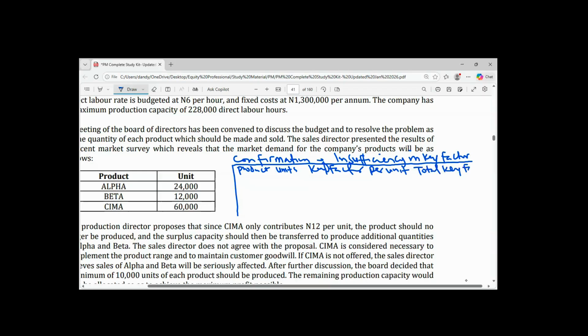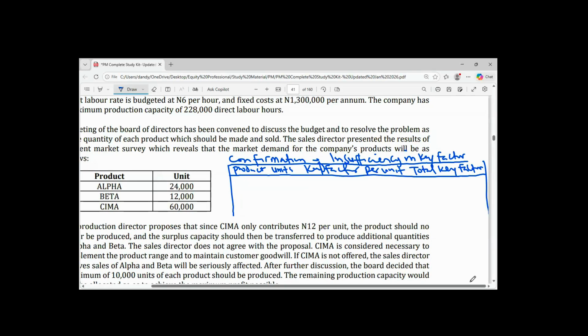Don't forget what I said. This key factor could be material kilogram. It can be labor hour or machine time. Whatever it is, the examiner will surely give you a clue. You are going to be given a clue in the question for you to know whether material is the key factor or labor is the key factor. Surely the examiner will mention it for you.